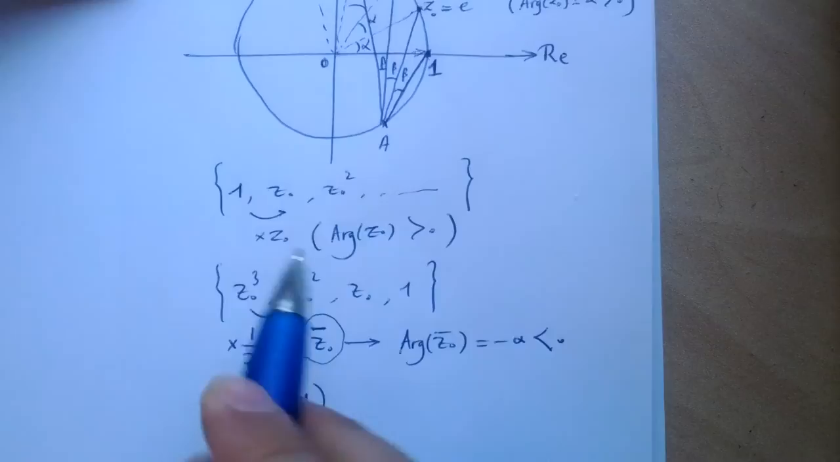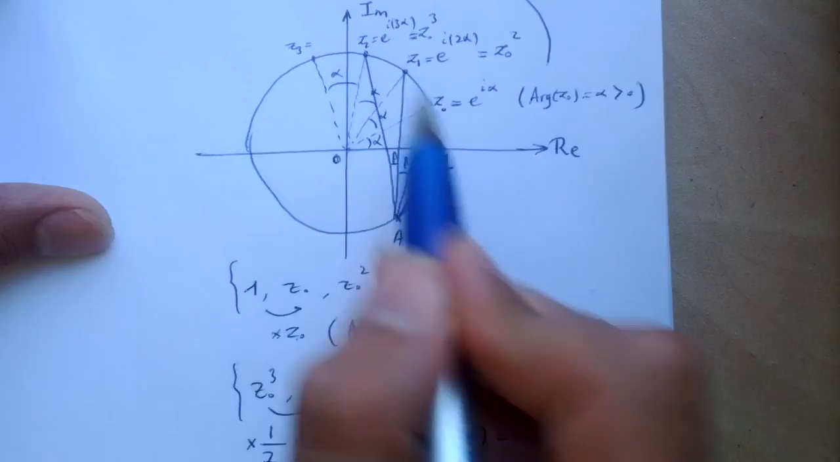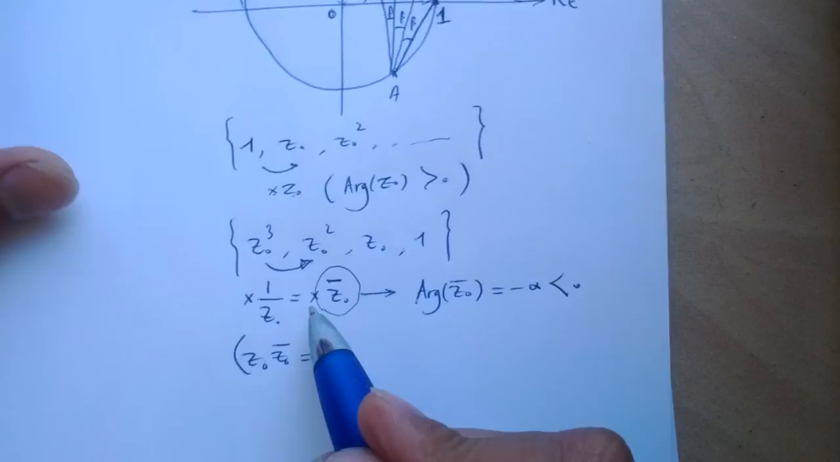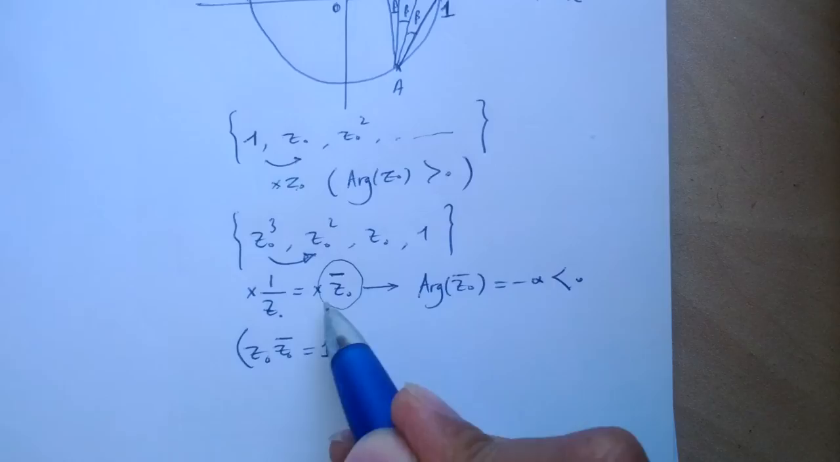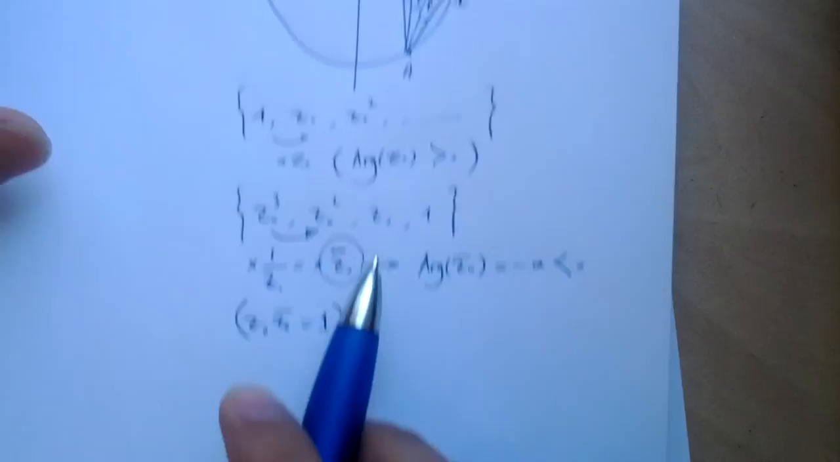So multiplication by a complex number with a positive argument will give us a sequence of points with the same interval, situated in a counterclockwise direction, and exactly the same thing, but multiplying each point by a complex number with a negative argument, will give us a sequence of points in a clockwise direction. And this will give us the basic and the key idea to solve this problem.